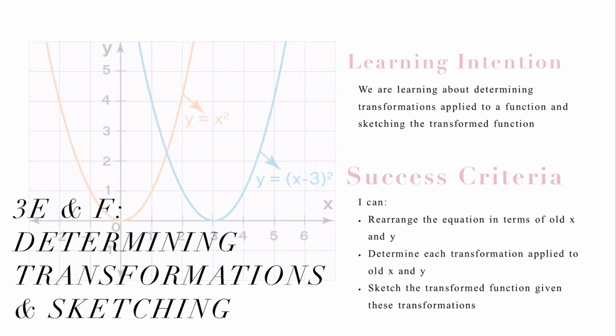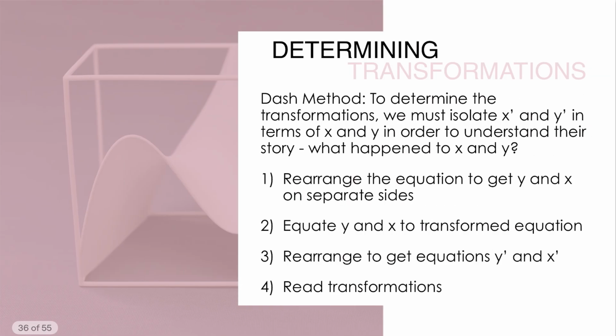Exercise 3E and F, determining transformations in sketching. Today we're learning about determining transformations applied to a function and sketching the transformed function. What you need to be able to do is rearrange the equation in terms of old x and y, determine each transformation applied to old x and y, and then sketch the transformed function given these transformations.